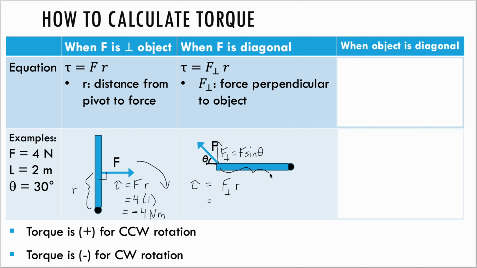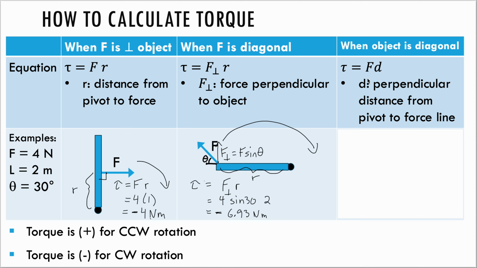R is the whole distance from the pivot to the force. So we're going to have 4 times sine of 30 times 2. That's going to give us 6.93 Newton times meter. Once again, look at the direction of rotation. This force causes a clockwise rotation, so it's going to be negative as well. Let's look at the last case.